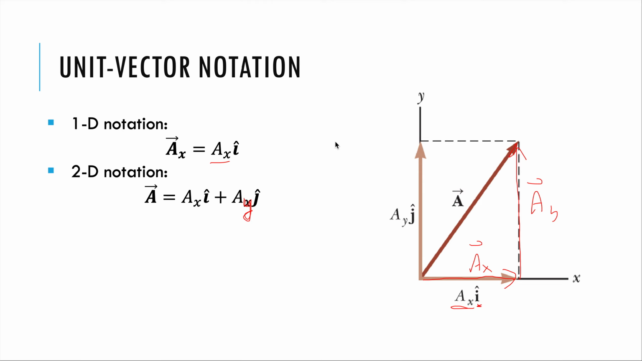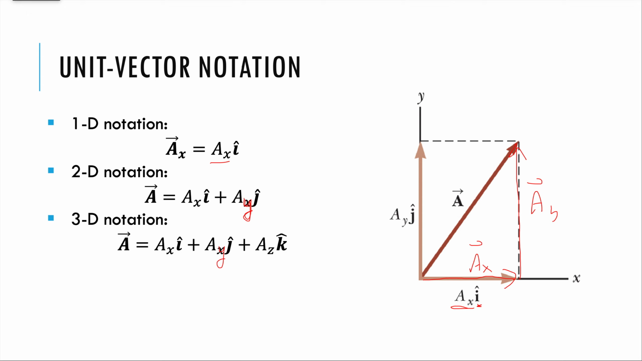Can you figure out how to express a vector in 3 dimensions in the Cartesian coordinate system? Hopefully you got it. In 3 dimensions, we would say ax i hat plus ay j hat plus az k hat to specify this vector in 3 dimensions. We'll see in the next video that expressing vectors in this way makes it a lot easier to add them and to do different operations with them.